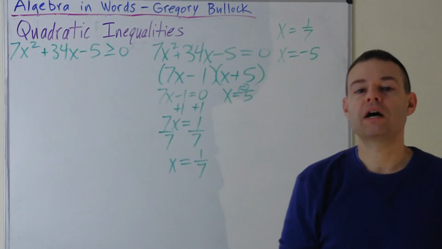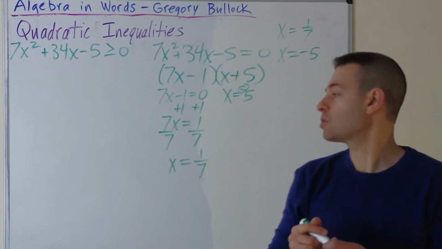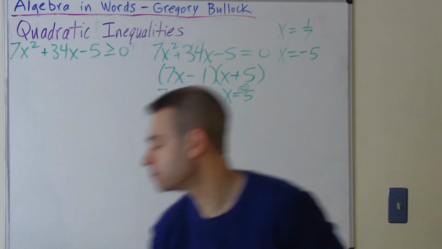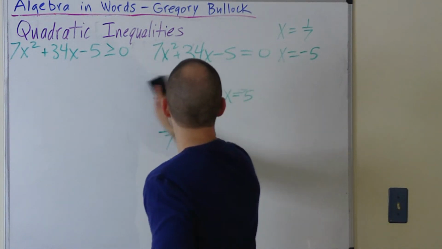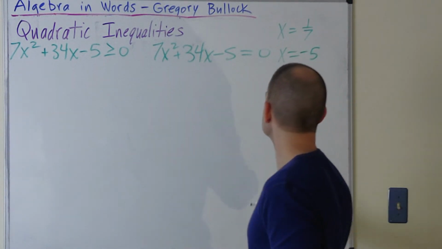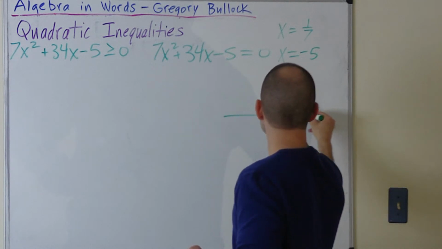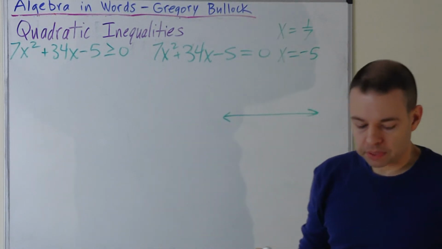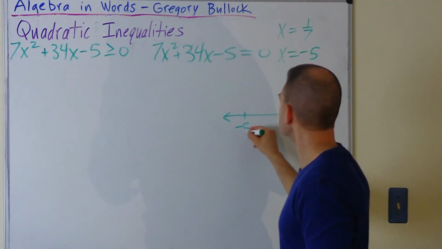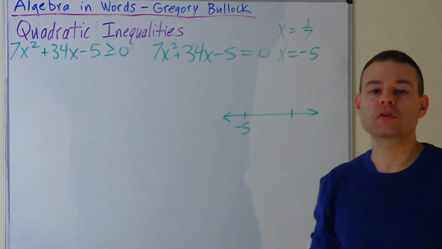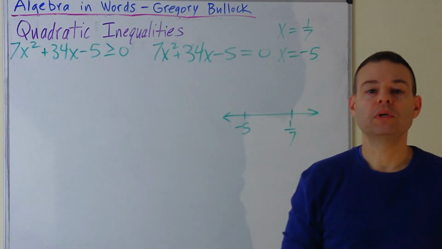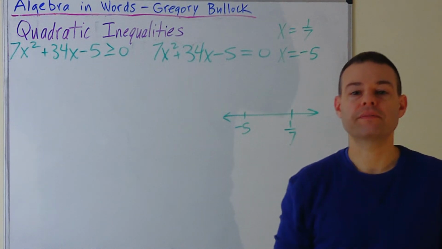And what we just found are our boundary points. So let me just erase this part of the board so we have room to work, and then we'll plot them on a number line. So let's draw the number line. And let's plot negative 5 on the left, and 1/7 closer to the right because it's the bigger number. Those are our boundary points, and now let's define each region.